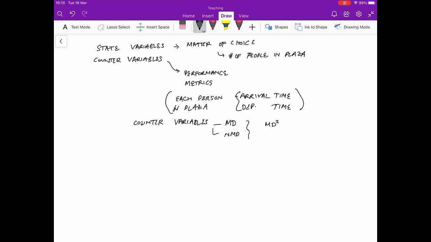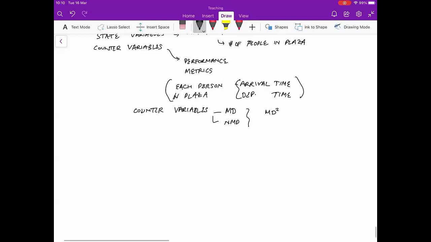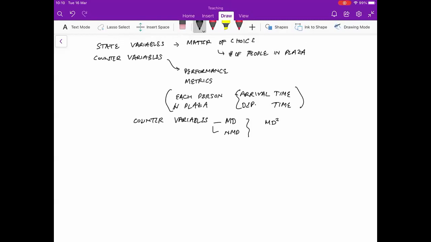So again, the distinction is purely in terms of semantics. Is it something that's intrinsic to the system, or is it something you're adding so that you want to compute a performance metric? If it's intrinsic, we tend to call it a state variable. If it's something to compute a performance metric, call it a counter variable. Okay.